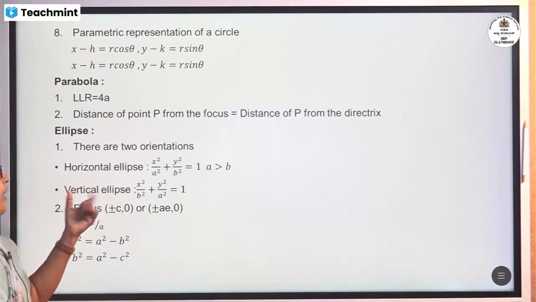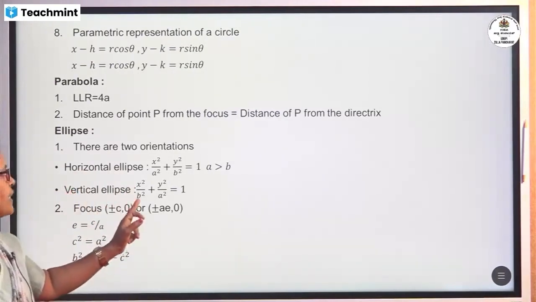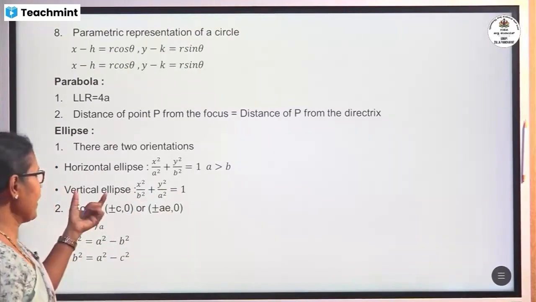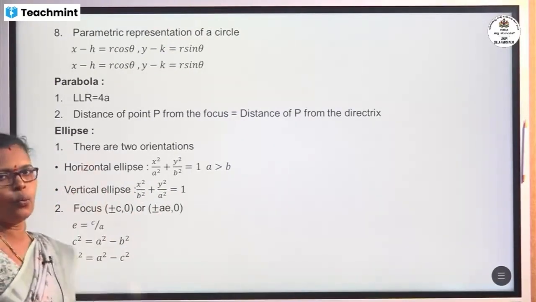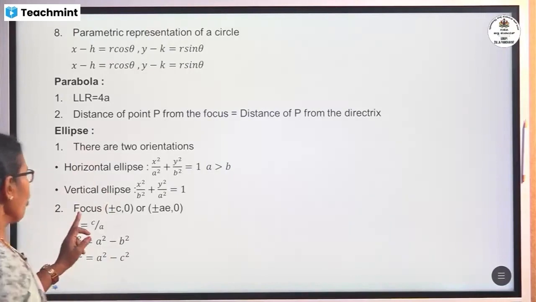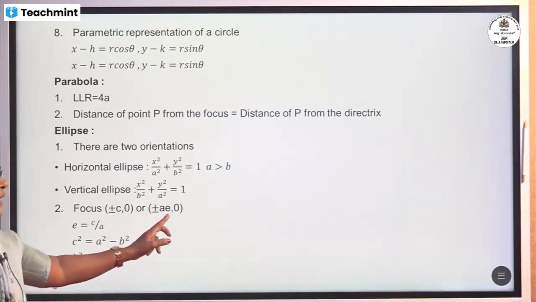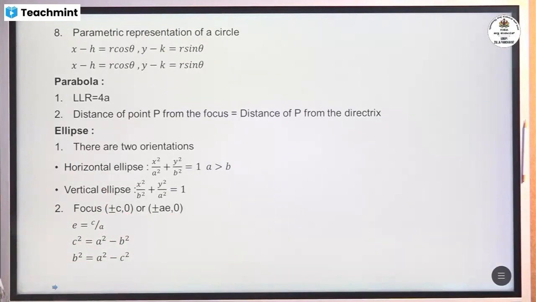Vertical ellipse: x square by b square plus y square by a square equals 1. In this case, the foci lie on the y-axis. Foci are (plus or minus c, 0) or (plus or minus ae, 0). E equals c by a, that is, eccentricity is equal to c by a, or c square is equal to a square minus b square, which is equal to a square minus c square.